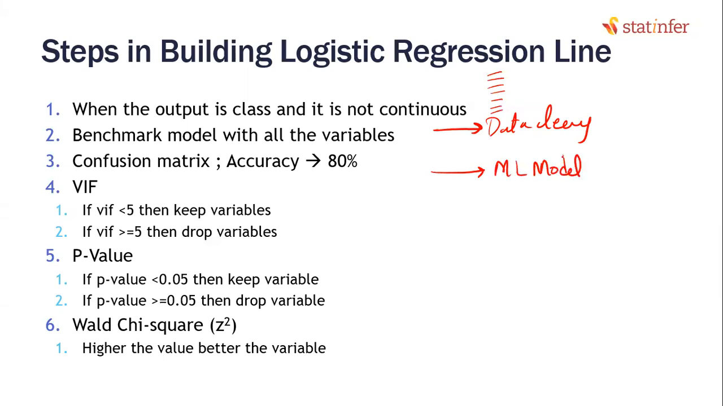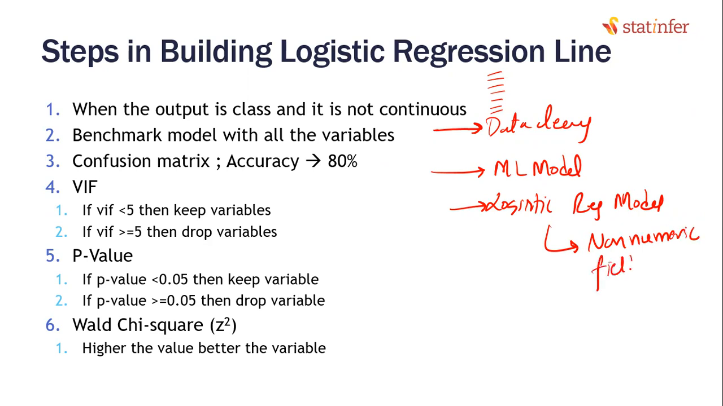Once you're done with that, this is the step where you are building your first machine learning model. I think most of our projects in the real world are classification only. Even your project is a classification project, isn't it? So you build your logistic regression model. While building the logistic regression model, if you find any non-numeric fields, try to ignore them for now. Take all numerical fields.